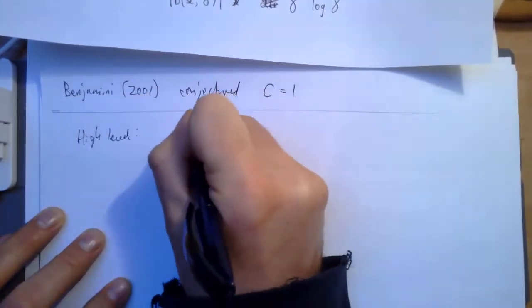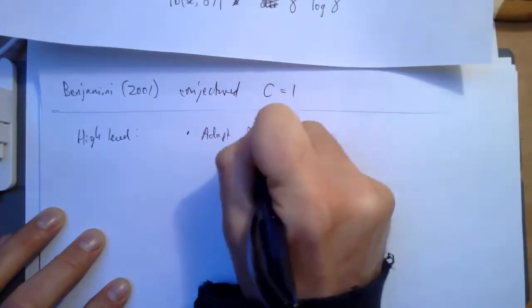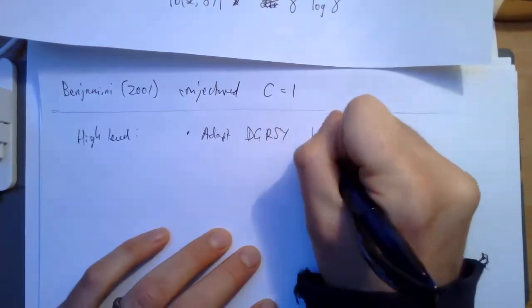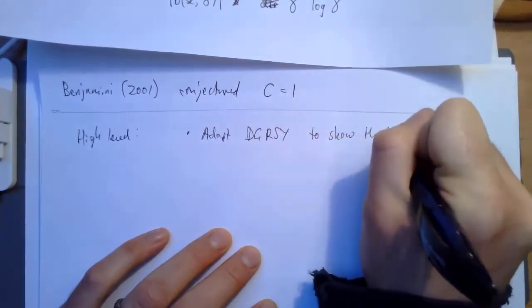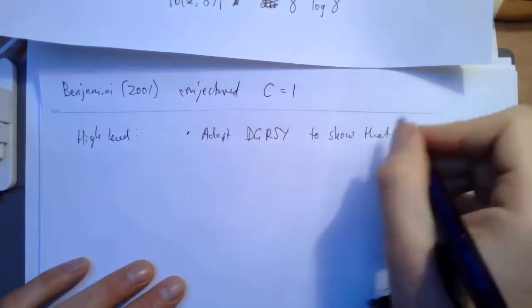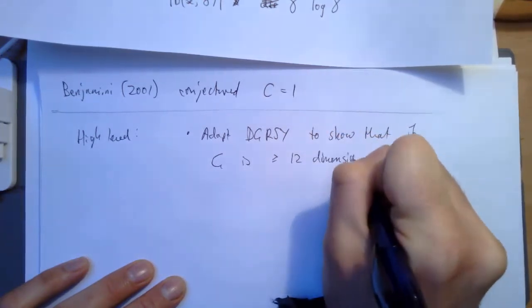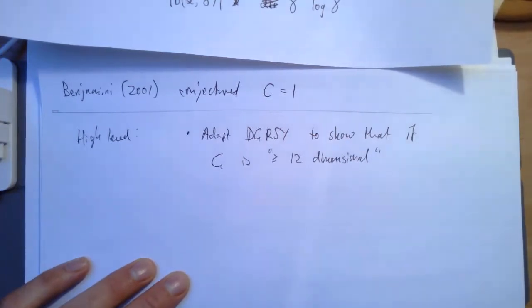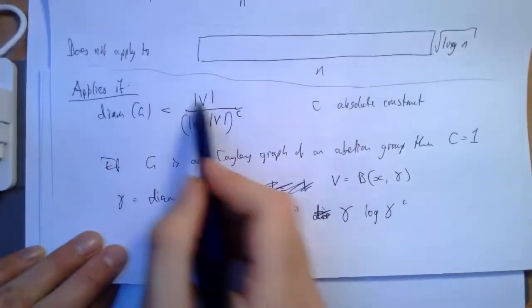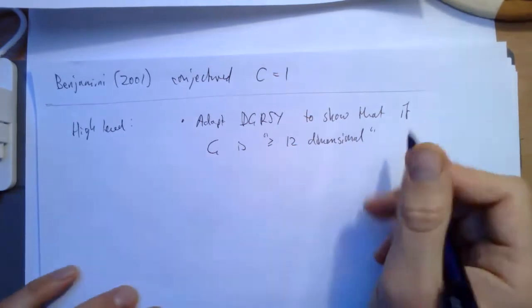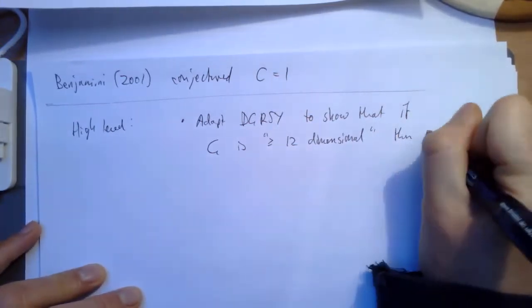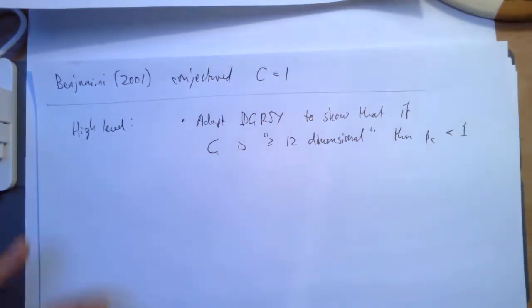so first of all, we basically adapt DGRSY to show that if G is at least 12 dimensional, and I won't tell you exactly what I mean by 12 dimensional, but it's defined in a similar way to this, then p_c is less than one. So just like they did, we basically use their methods to show that in the higher dimensional case, you can just do it.